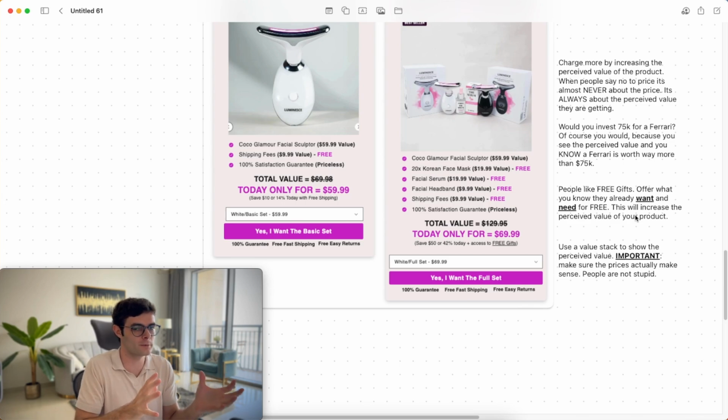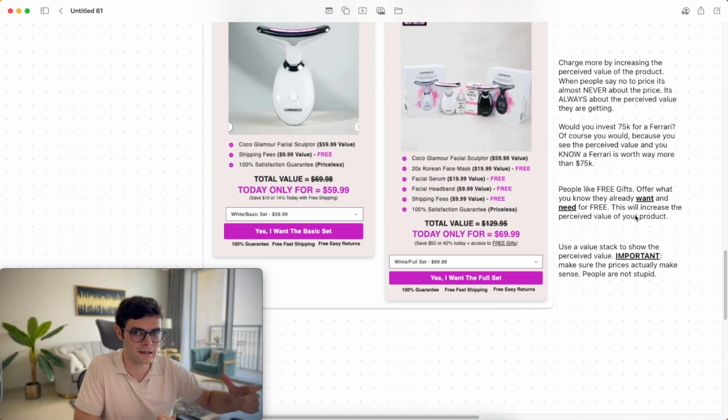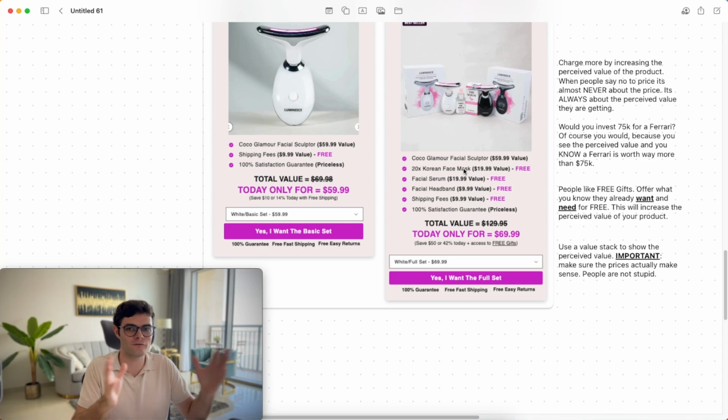But what free products? You want to offer products that people already want. Like the Korean face mask, for example, is a product that we chose for this example because it's something that went viral. It's going really, really viral. And so what are we doing? We're essentially putting in this Korean face mask for free. And so this is why this actually can work and can get you very profitable results.